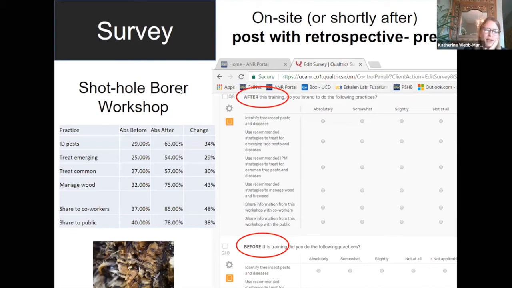On the left here is the analysis, and they were able to find changes. Before the training, for example, 29% said they would probably identify pests, and after the training, having learned that could be a recommended practice and really help, 63% said they would do it. So that's an example of the post with retrospective pre that you would do at the end of a workshop or other sort of direct extension activity.